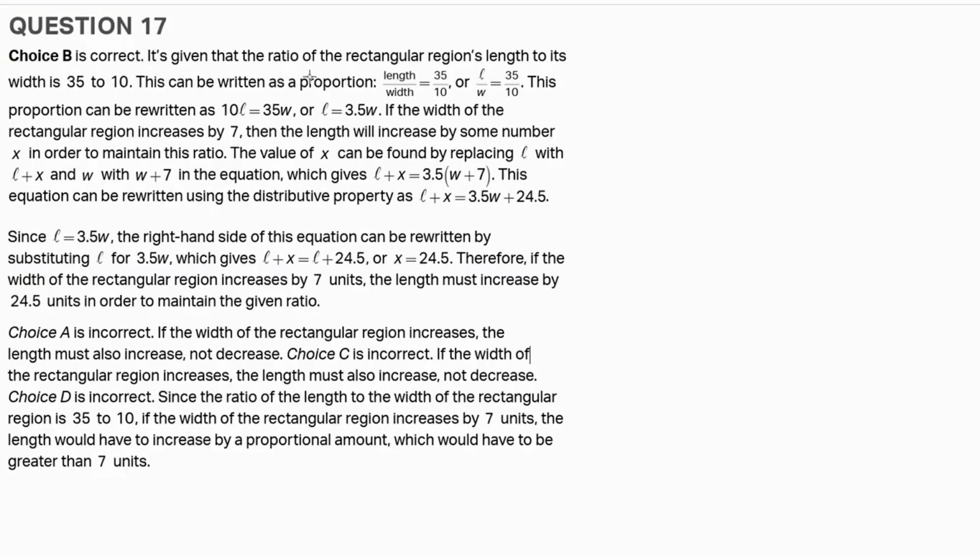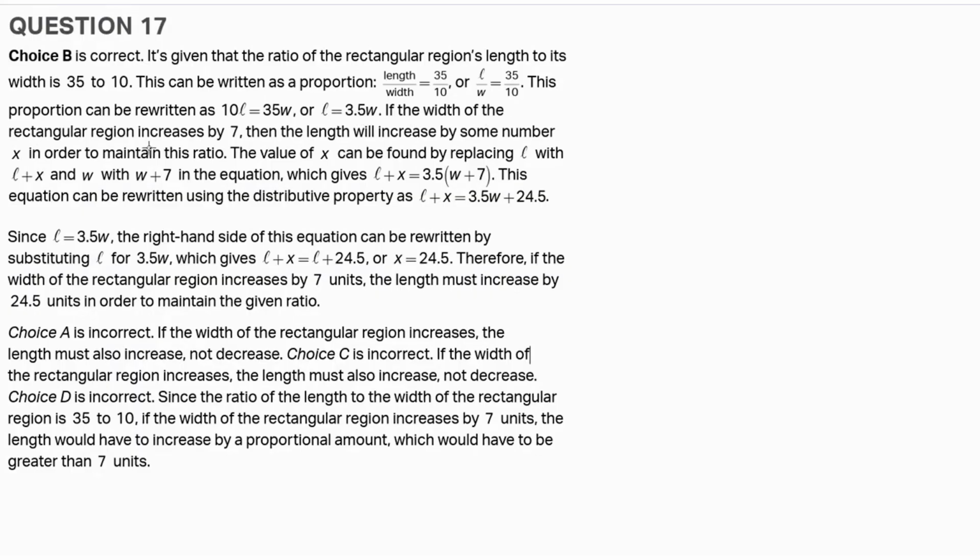It's given that the ratio of the rectangular region's length to its width is 35 to 10. This can be written as a proportion. Length over width is equal to 35 over 10, or basically length to width is equal to 35 to 10. This proportion can be rewritten as 10L equals 35W. Basically, kind of like what we did. We kind of cross multiplied. Or length is equal to 3.5 times width.